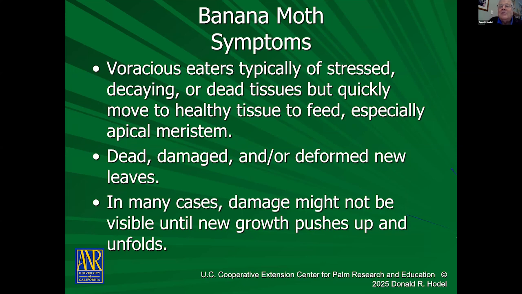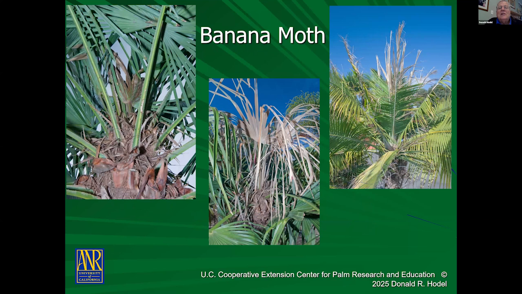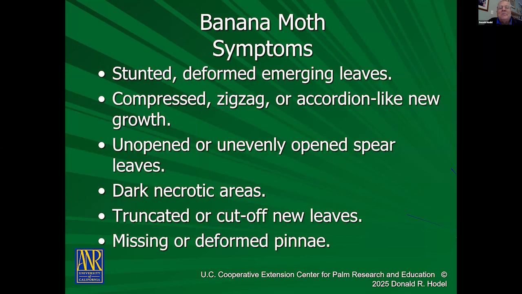They're voracious eaters, typically of stressed, decaying, or dead tissue, but quickly move to healthy tissue. They kill, damage, or deform new leaves. In many cases, the damage might not be visible until the leaves push up and open up, if they haven't been destroyed completely. So this is leaf damage from banana moth. That's windmill palm left and center, and majesty palm right.